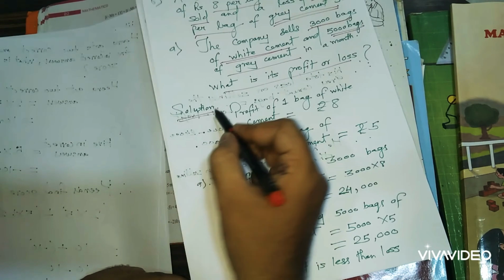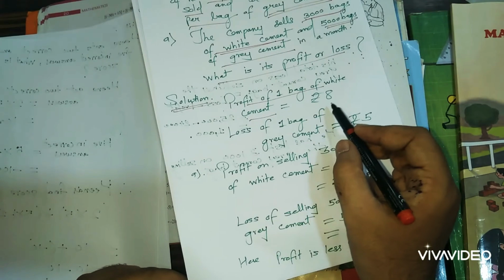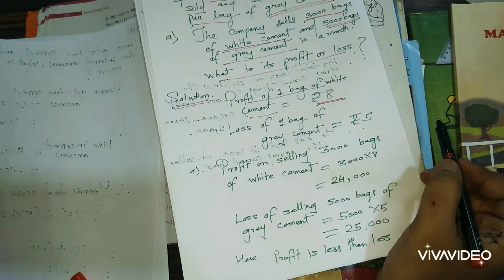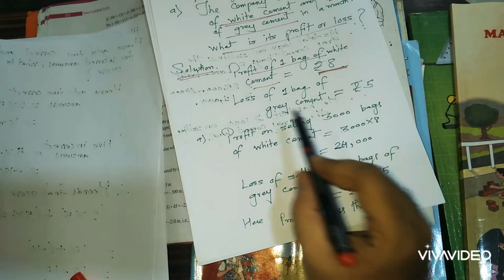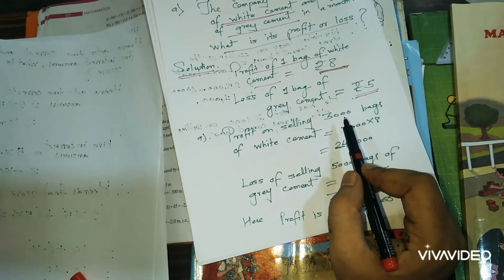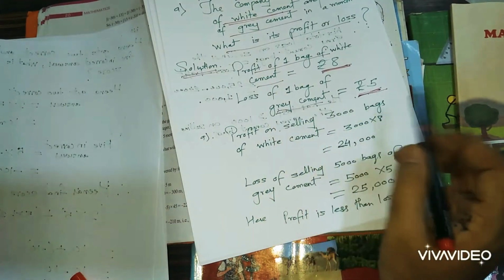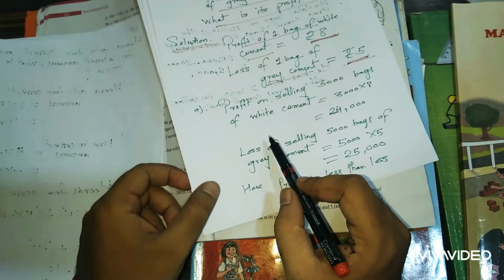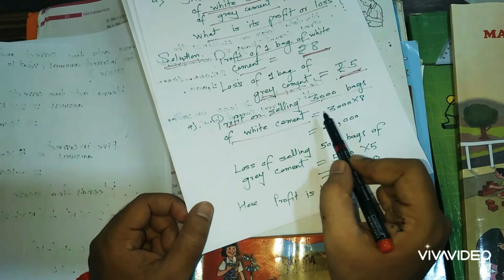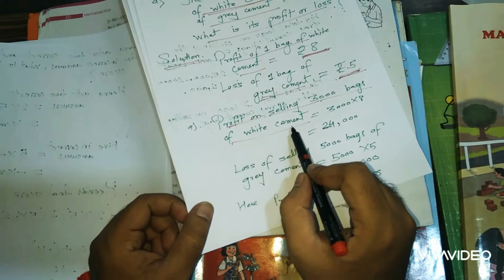So the solution: what is the profit for selling 1 bag of white cement? That is 8 rupees each bag. And the loss on 1 bag of grey cement is 5 rupees. The company loses 5 rupees by selling 1 bag of grey cement. So now we will calculate the profit on selling 3000 bags of white cement.